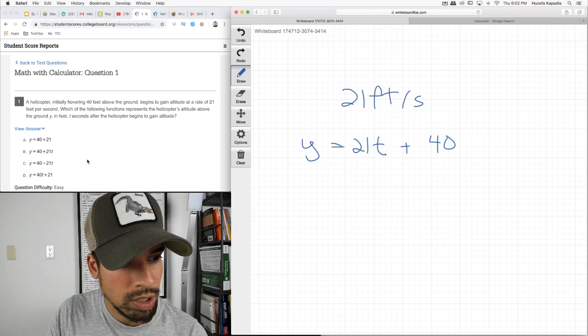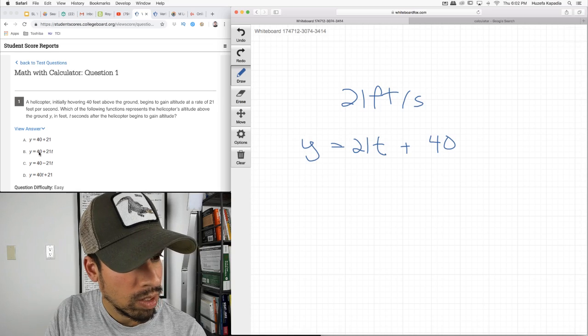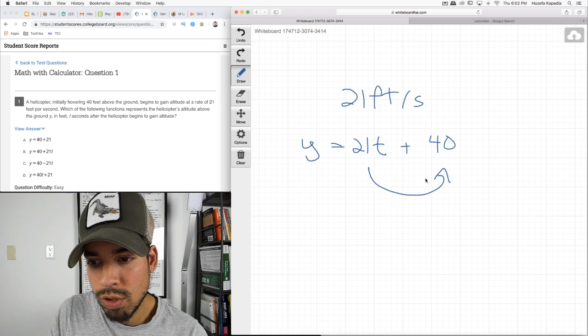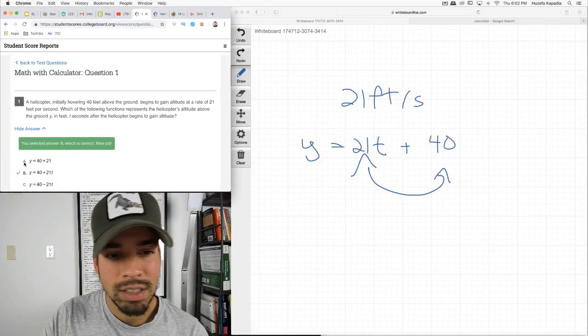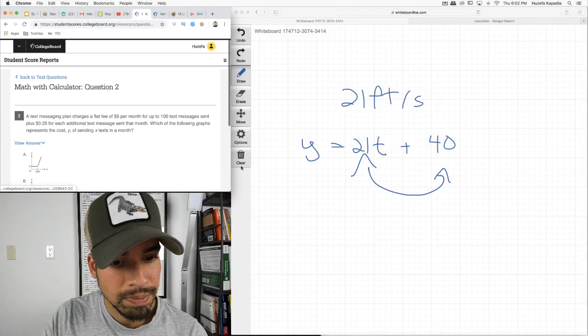This is my change multiplying the variable, and that's my starting position. So the answer should be B, right? They just switched the order of these two, but the commutative property says that's all good. It doesn't change anything. All right, next.